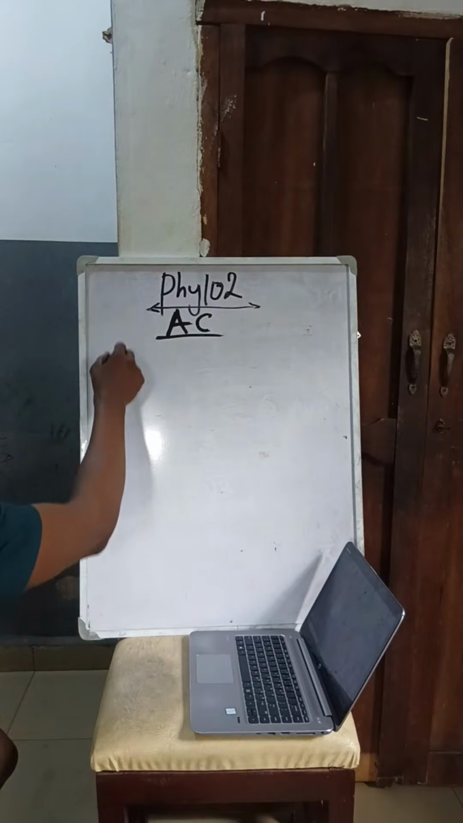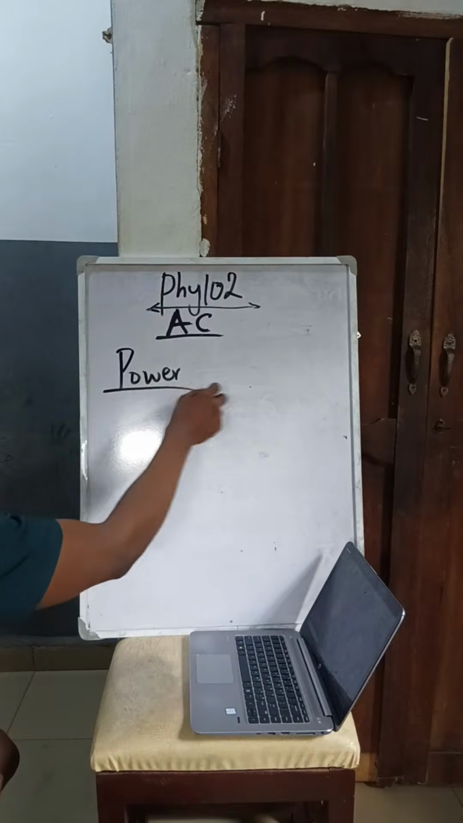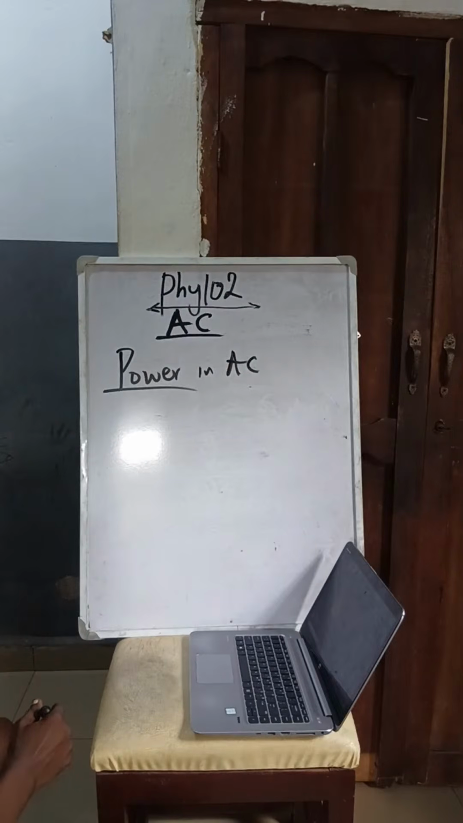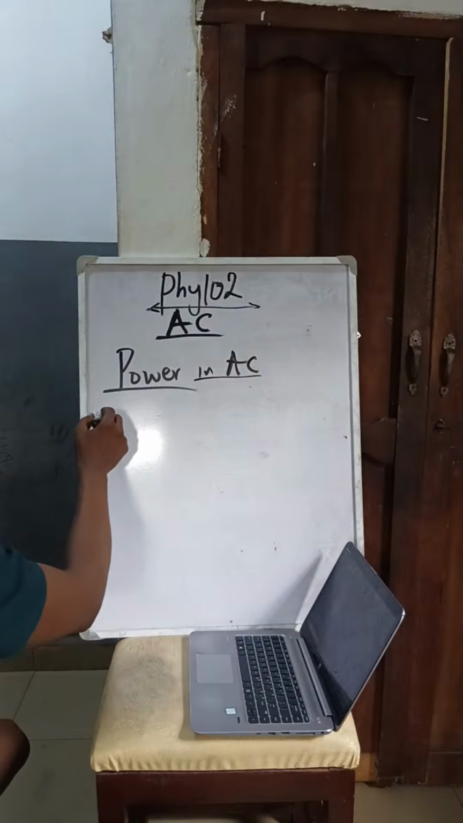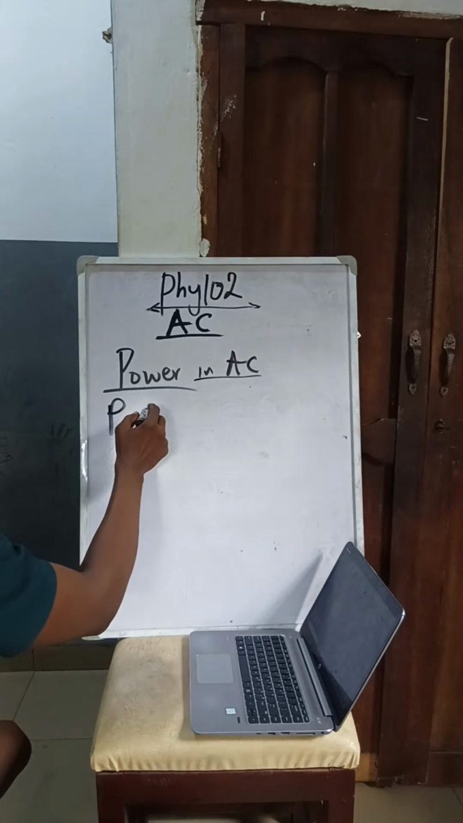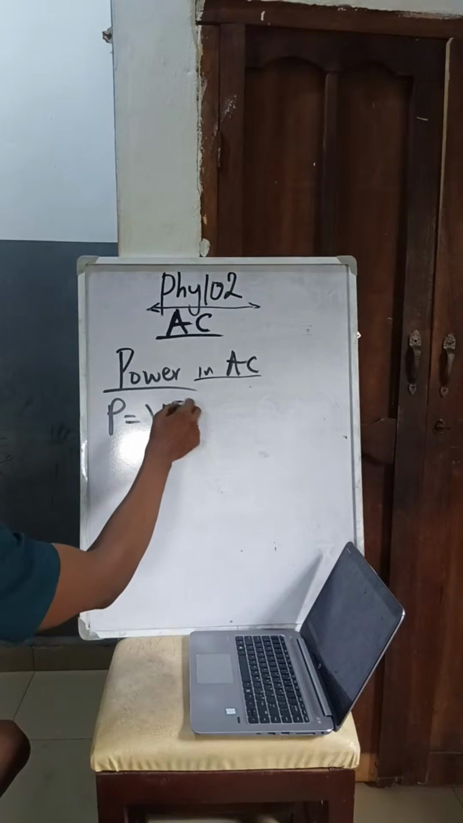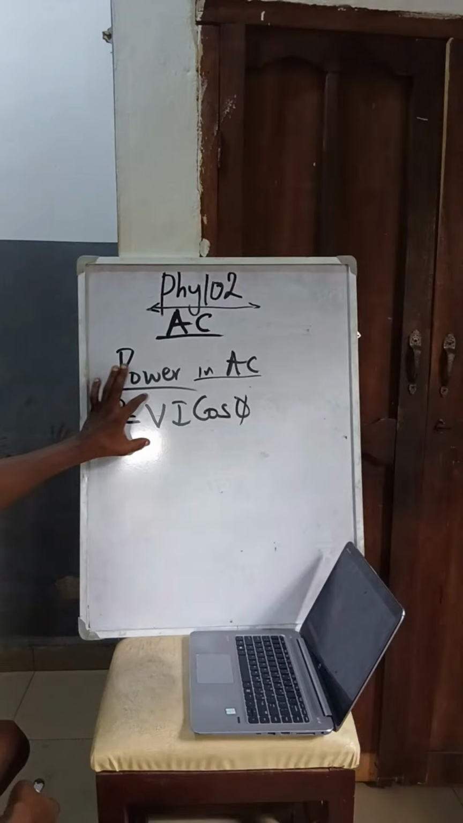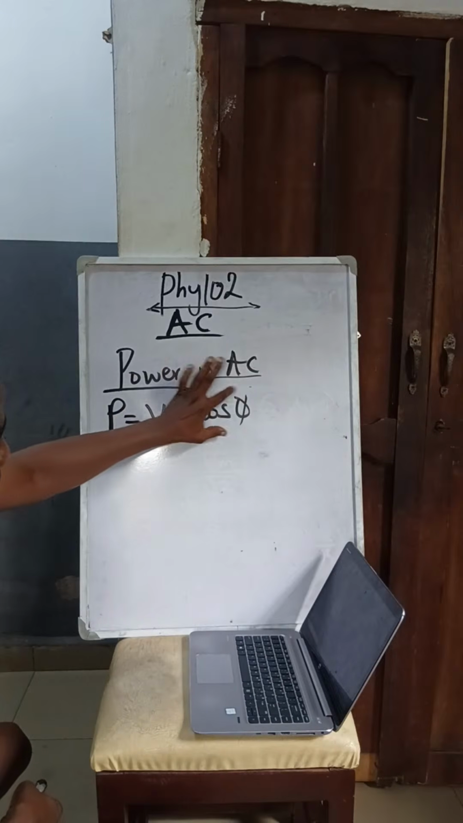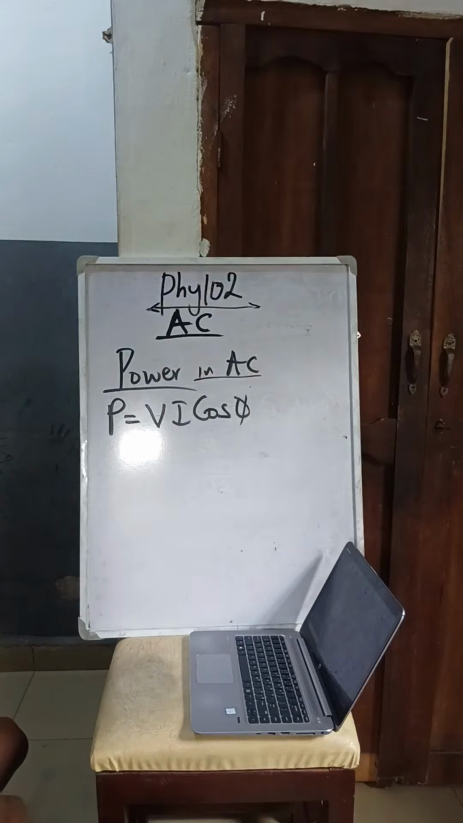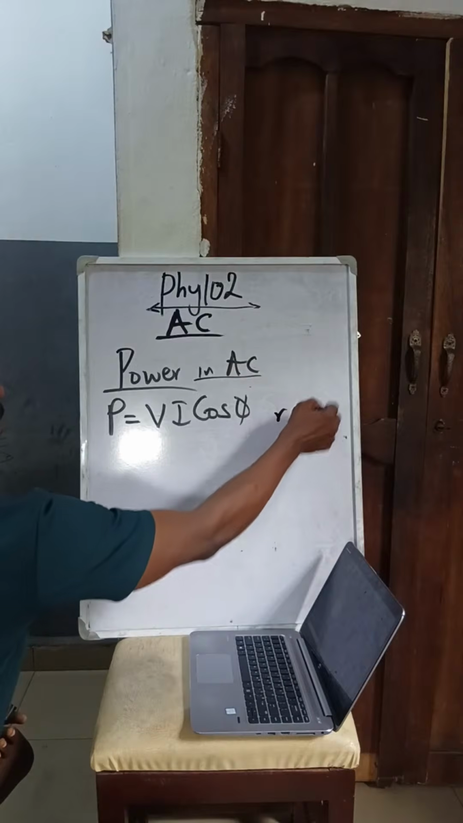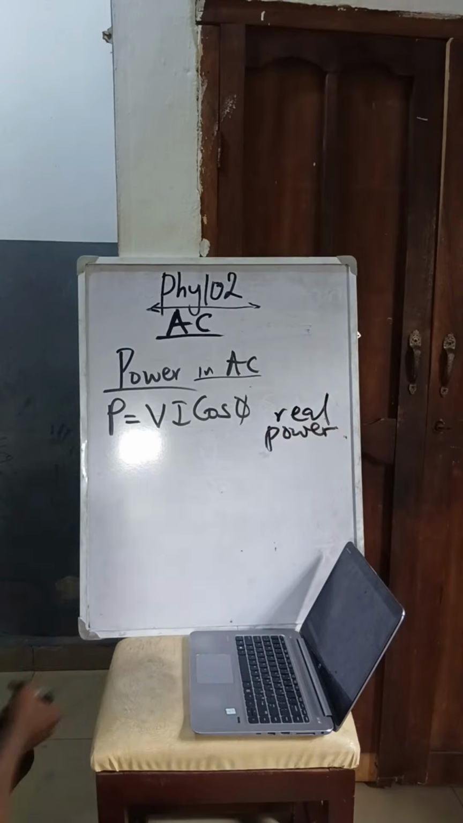What is the power in an AC circuit? P is equal to VI cos phi, where V is voltage, I is current, and cos phi is the power factor. This is the real power.